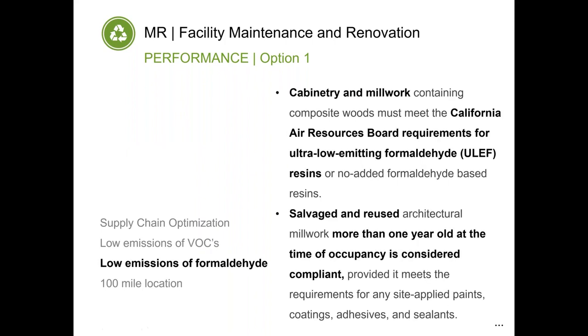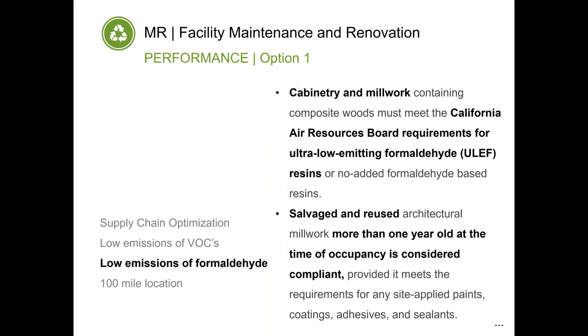You all may have seen that one even show up on the LEED Green Associate exam. All right, so now we're looking at low emissions of formaldehyde. Any types of cabinetry or millwork, basically built-in wood products that have composite wood. And composite wood is anything like a plywood or an MDF, anything that has little pieces of wood that are glued together to become a sheet. So that cabinetry and millwork that contains composite wood has to meet CARB requirements for ultra low emitting formaldehyde resin or no added formaldehyde-based resin.